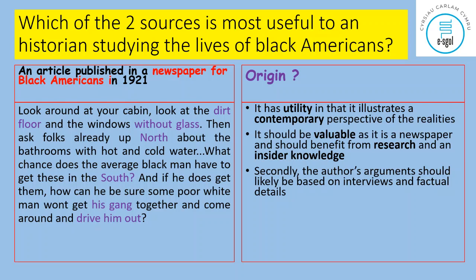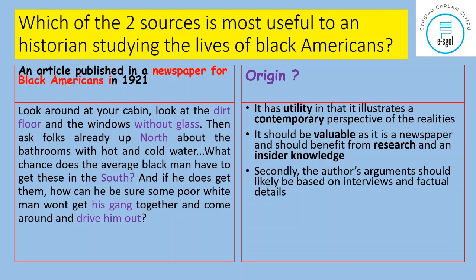but I've said it has utility, it has its use. It illustrates a contemporary perspective of the realities. Personally, I'm not a fan of the phrases primary and secondary evidence. So maybe contemporary or eyewitness account is a better phrase to use. So it should have a contemporary perspective of the realities of life. Should be a valuable source. It is a newspaper. Should benefit from research, the insider knowledge. Should benefit from interviews with people who've experienced it. It should have factual support. Should have author's arguments which are substantiated by evidence, you could argue.